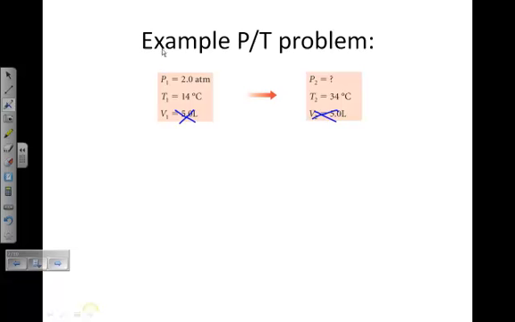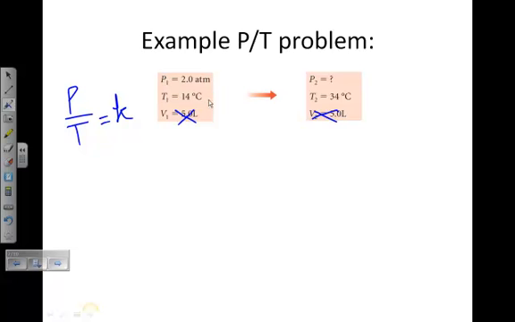However, this is a pressure-temperature relationship. We know from the formula that P over T is equal to a constant because they're directly related. As the temperature of a canister increases, the pressure is going to also expand. So we should see a rise in the pressure.